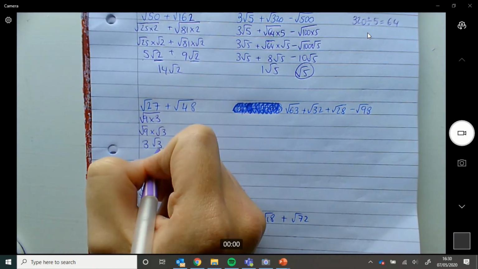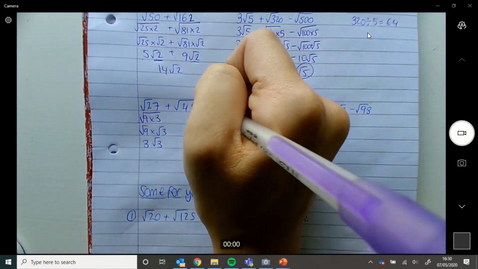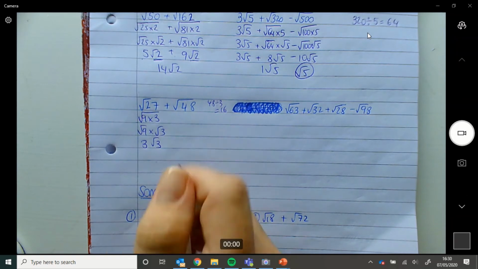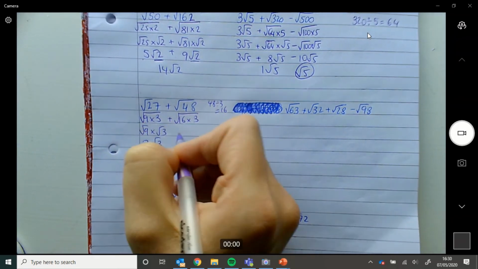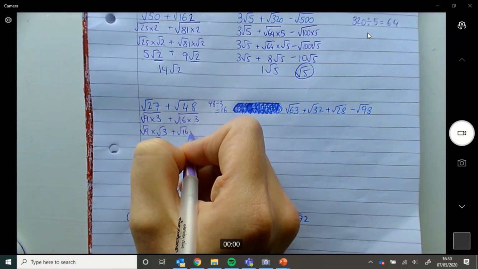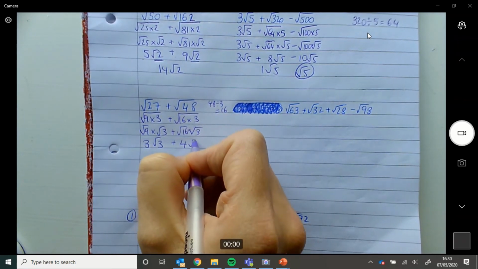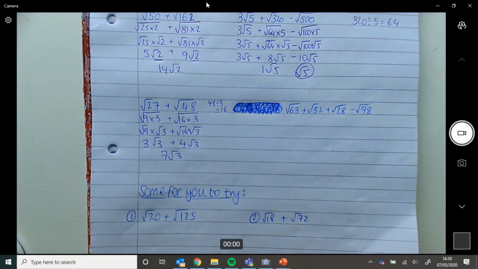For root 48, I'm going to see what happens when I do 48 divided by 3 and see if it gives me a square number. Well, 48 divided by 3 is 16, and 16 is a square number, so that's what I'm going to divide it by. That gives me 4 root 3, and if I add those together, I get 7 root 3.